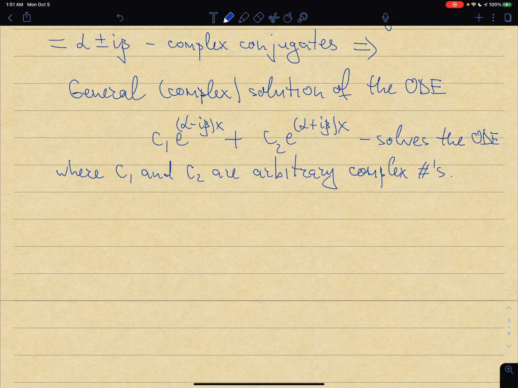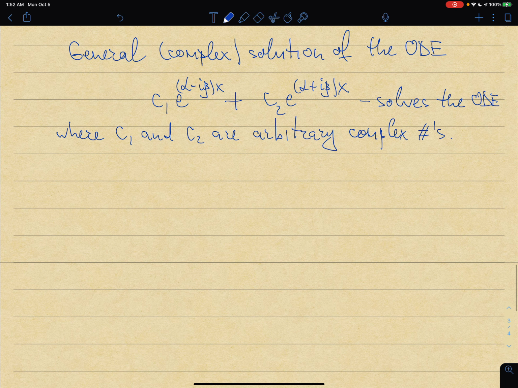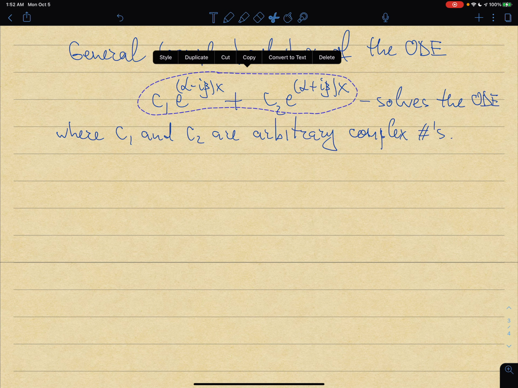Okay, so I found the general solution of my ODE, but unfortunately the general solution is complex. And certainly I would like to have a real solution, because we're solving an ODE which does not have any complex numbers in it. Okay, so what can we say about this? Let's play the following game. I'm going to take the solution that I found, and I'm going to try to simplify it a little bit or write it in a slightly different way.